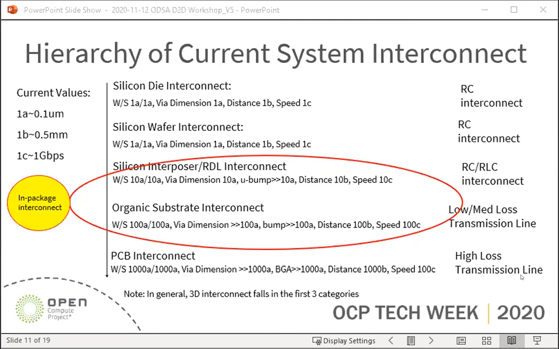there are a lot of new technological developments, and there are 3D interconnects, but generally 3D interconnect, to put several things together, several silicon dies, falls in the first three categories, depending on what specific type of technology, specific vendor people are using. So in today's discussion, we mostly will be focusing on silicon interposer and RDL interconnect, as well as organic substrate interconnect. And Mark, let's go to the next slide, please.